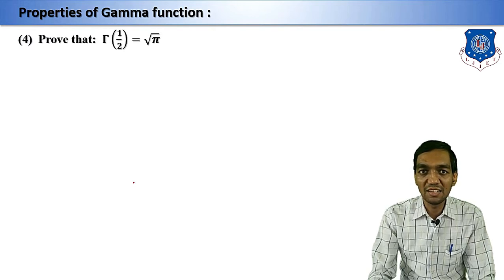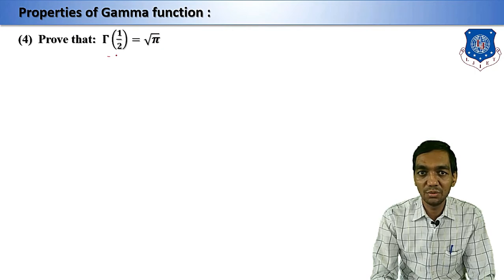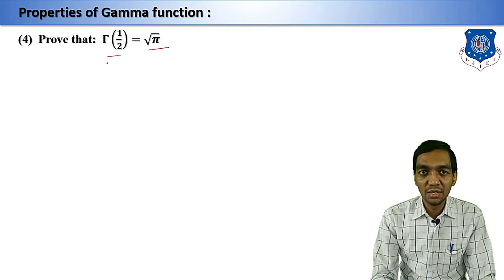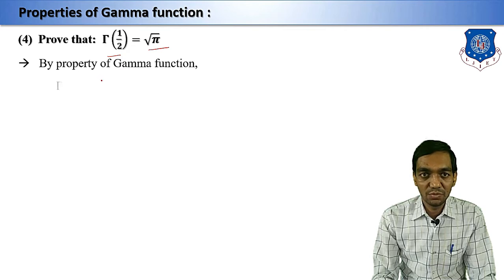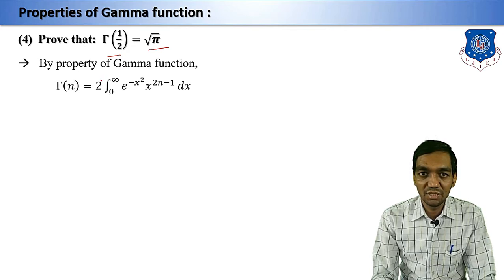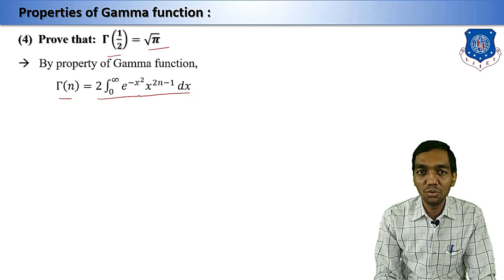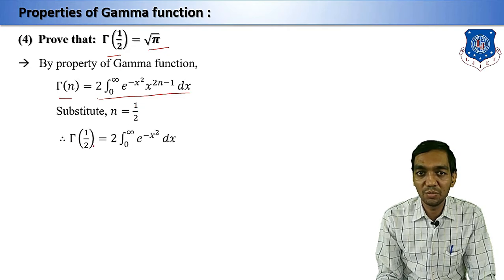Now the last property we are going to prove is gamma 1 by 2 is equal to root pi. We start with the first property of gamma: gamma n is equal to twice integration 0 to infinity e raised to minus x square into x raised to 2n minus 1 dx. We put n is equal to 1 by 2, and that gives gamma 1 by 2 is equal to twice integration 0 to infinity e raised to minus x square dx. See, 1 by 2 into 2 is 1, minus 1 is 0, so x raised to 0 will be 1.